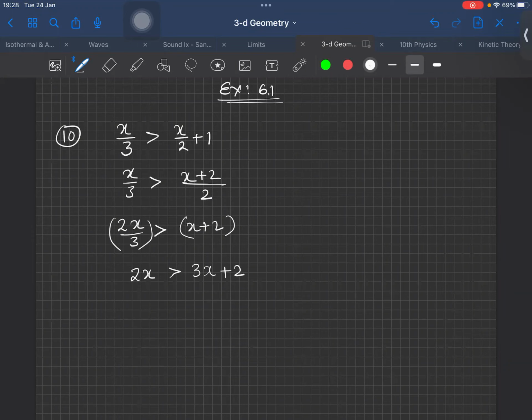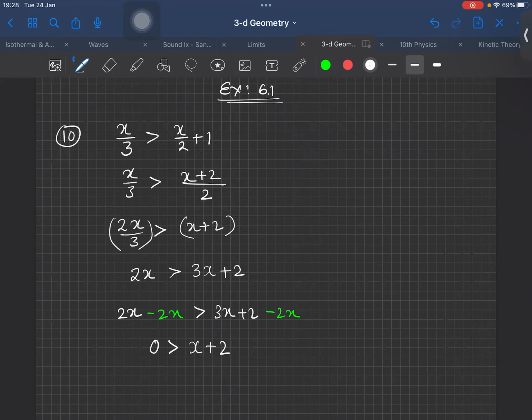Now can we subtract 2x both sides? We can do that, right? So let's subtract 2x both sides. So this side will become 0. That means 2x minus 2x is greater than 3x plus 2 minus 2x. Okay. So what will this become? 0 is greater than x plus 2.